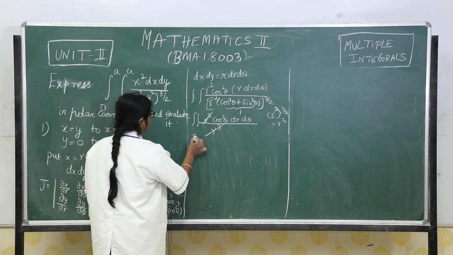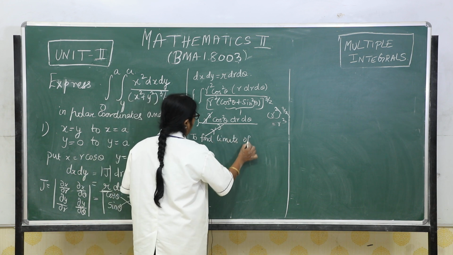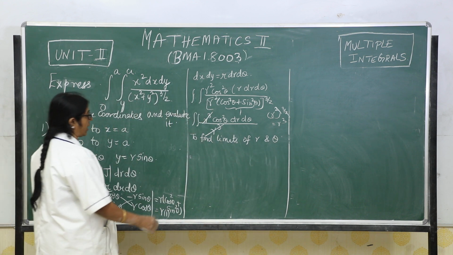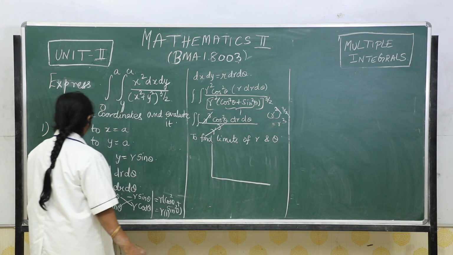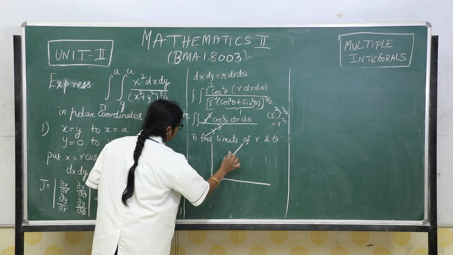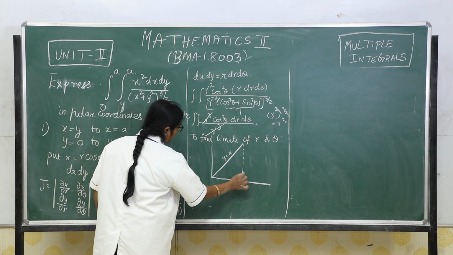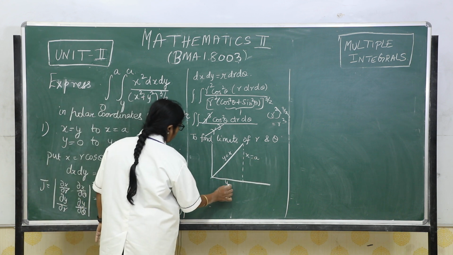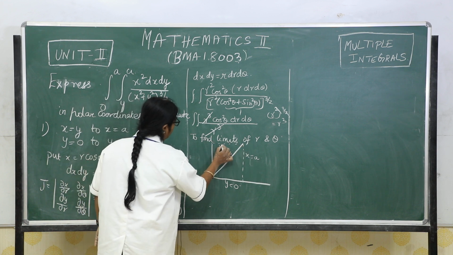How to find the limits of r and theta? Now, we will first draw this diagram. The diagram is this. Y equal to x, x equal to a is this line, y equal to 0, and y equal to a is this line.